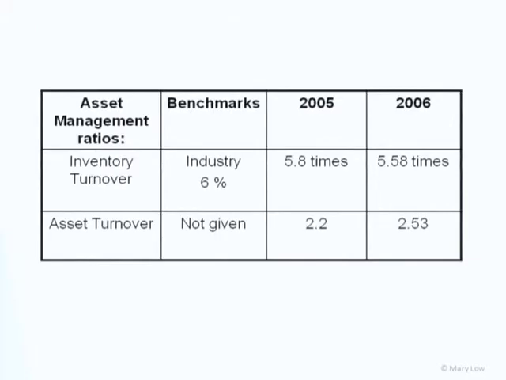Inventory turnover. 5.8 times compared to 5.58 times, right? So you're a little bit worse. Benchmark, you are worse, right? So you have a problem of inventory. It turns to sell slower than industry average. So you need to use a technique to convert inventory to sell faster, right? Like JIT, for example.